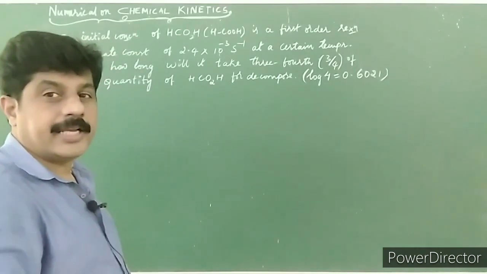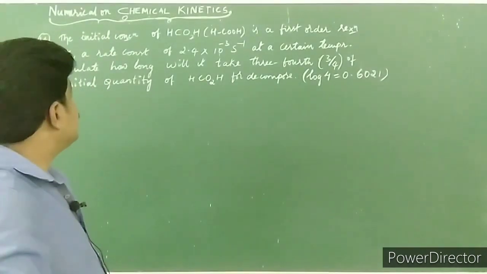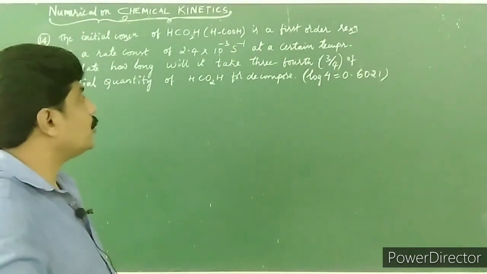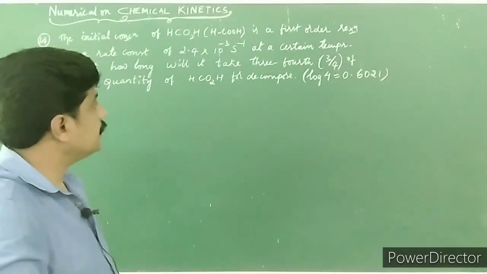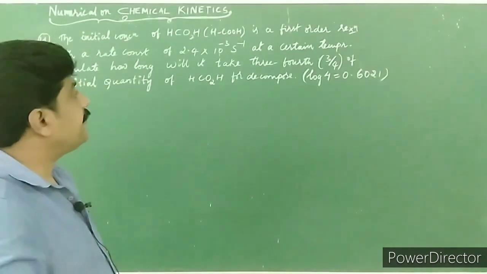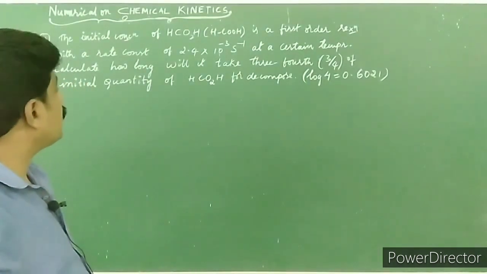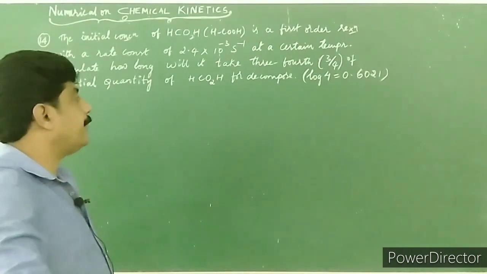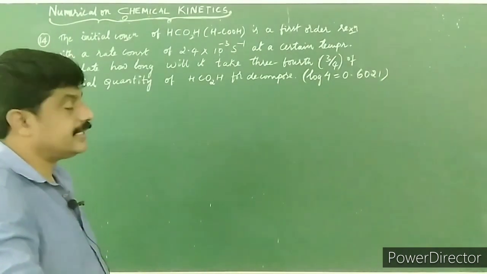Children, let me take up the next numerical. The decomposition of HCO2H, which is nothing but HCOOH, formic acid or methanoic acid, is a first order reaction with a rate constant of 2.4 into 10 to the power of -3 per second at a certain temperature.